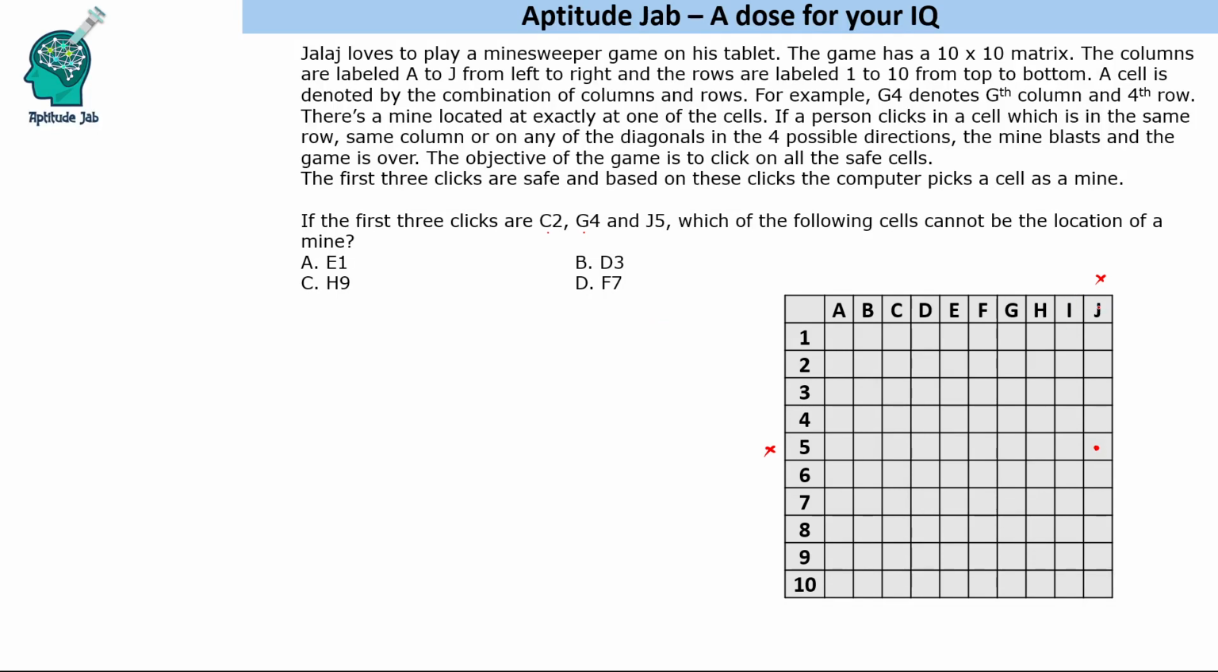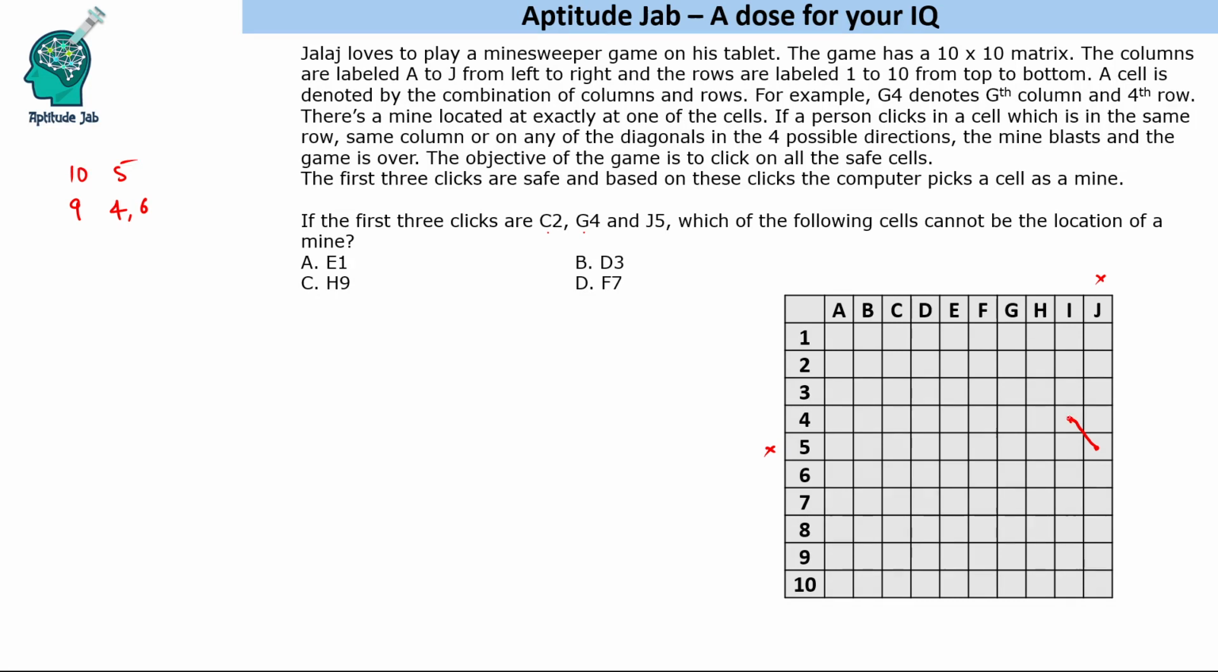So J is basically 10 and 5, right? So 10 and 5, what is a diagonal? Diagonal, either you are decreasing or increasing by 1, right? So 10 cannot increase. So if you decrease this by 1, either you will increase this by 1 or you will decrease it. Both things will happen, right?